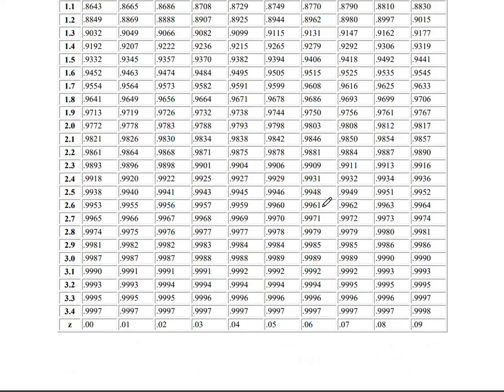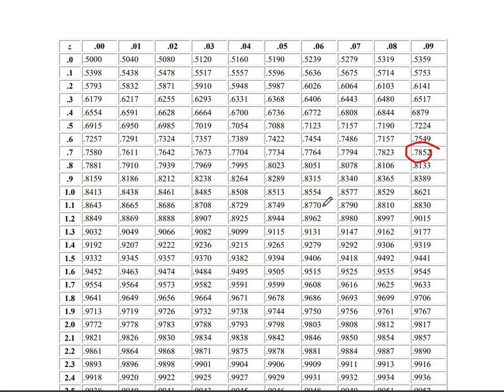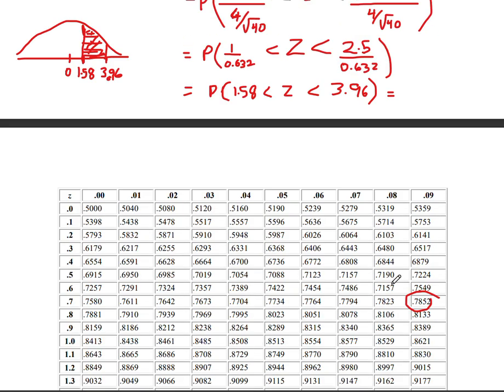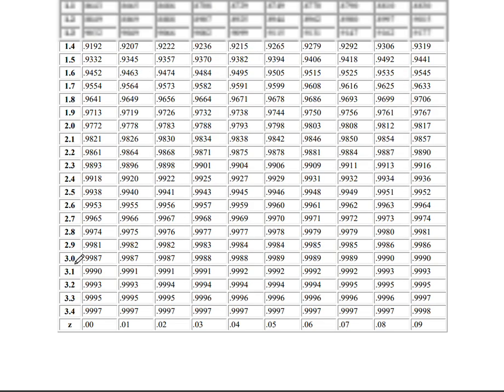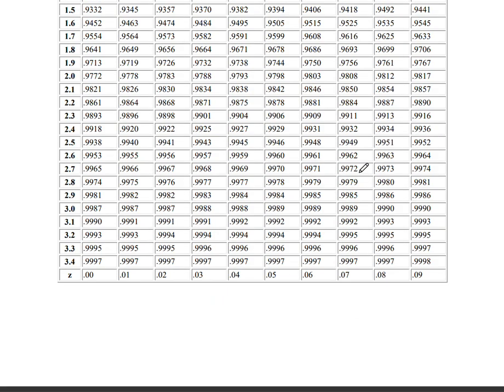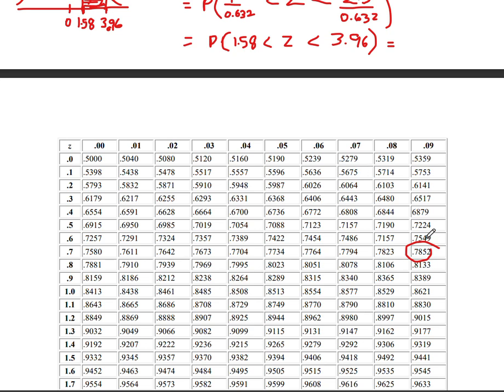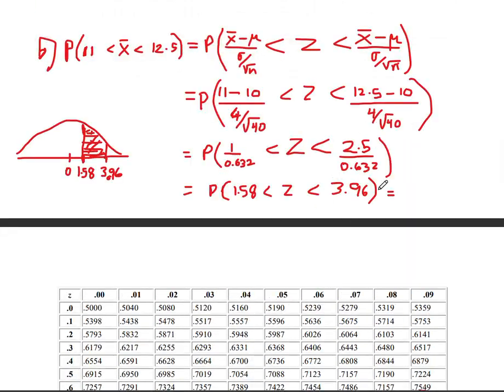So let's find 3.96. In this particular table, we do not have 3.96 represented, because you realize that this particular table goes up to 3.4, but there are other standardized tables that will go up further. If using a standardized table that goes up to a higher value than this one, the reading for 3.96 is 0.99995, so 4 nines and a 5. That's the reading associated with 3.96.